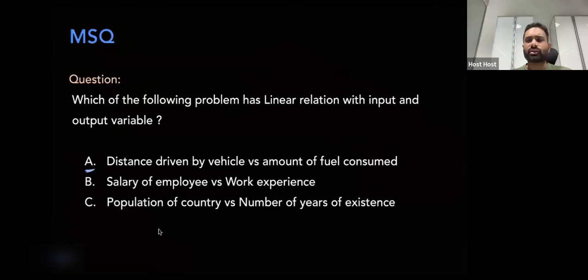Yes, because the concept of the average of a vehicle only demonstrates how much distance it will cover per liter. So obviously we can assume that it has a linear relationship. So this is correct. What about the second?